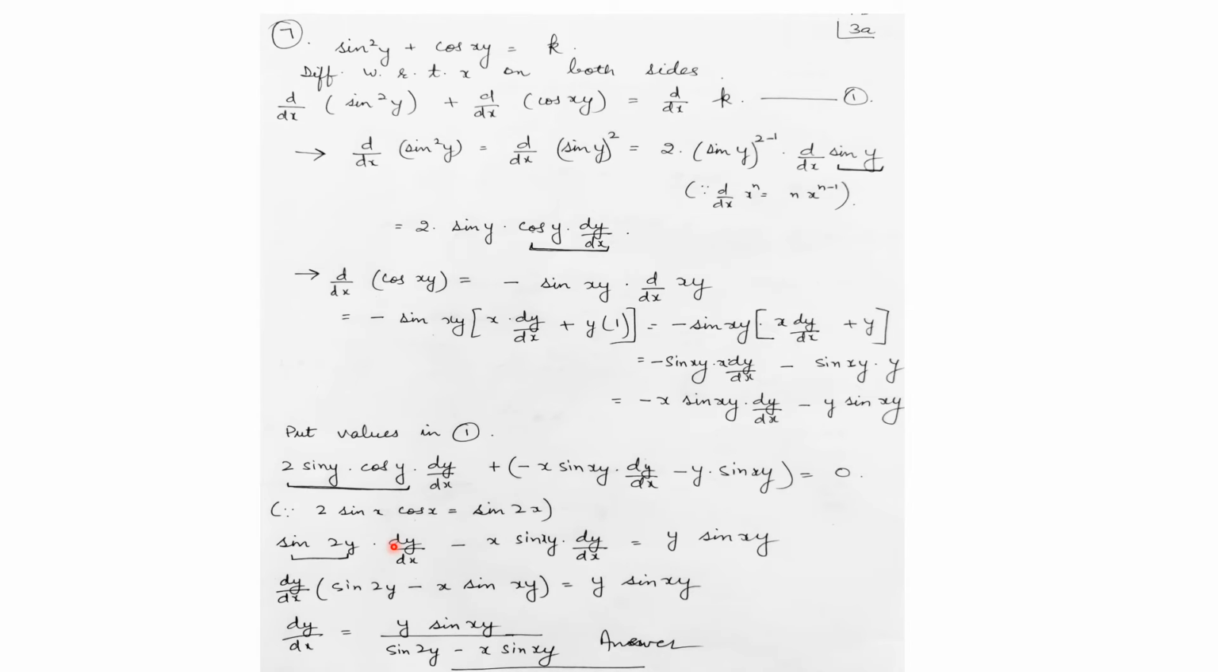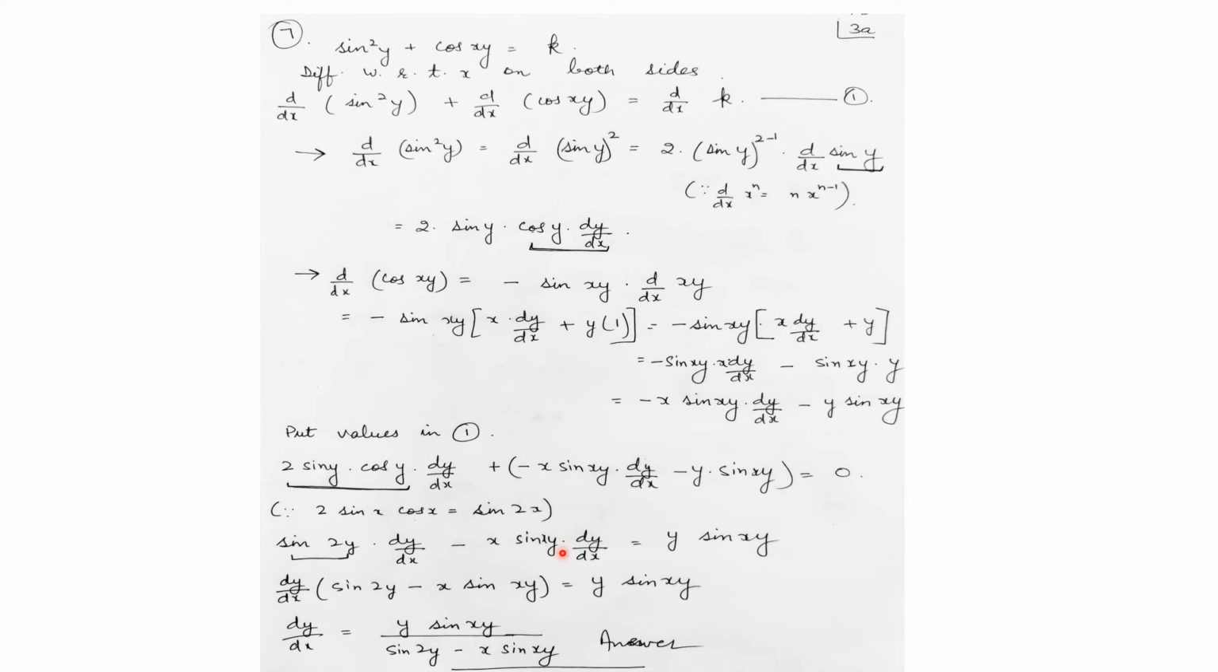Now we know another formula, that 2 sine x cos x is equal to sine 2x. We will put this formula in this underlined portion. You have 2 sine y cos y, what you will get? Sine 2y. Using this formula, this whole thing will be written as sine 2y into dy by dx. The rest of the terms will come like this only, but minus x sine xy dy by dx will stay on the left hand side of the equation, and y sine xy will go on the other side of the equation, so minus sign will turn positive.